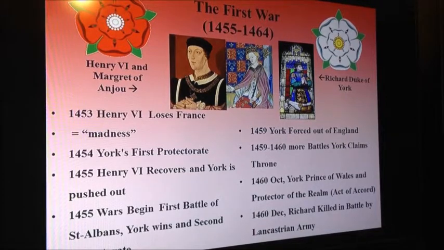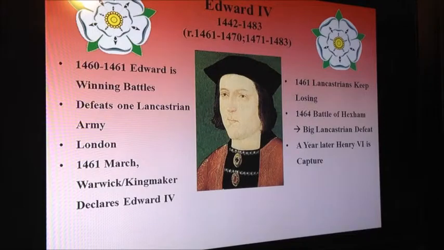However, 2 months later, Richard and his second eldest son, Edmund, are killed in battle. They rode out of York with a very small army against Margaret of Anjou's much bigger army, and were killed and eventually decapitated for their quote-unquote crimes in the mind of Margaret of Anjou against her and her husband. So when Richard dies, his eldest son, Edward, takes up his cause.